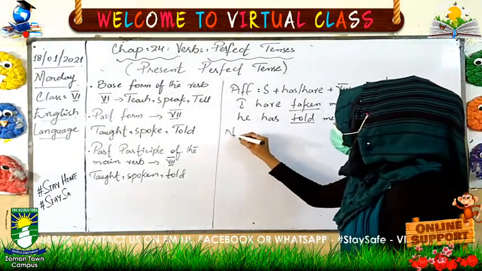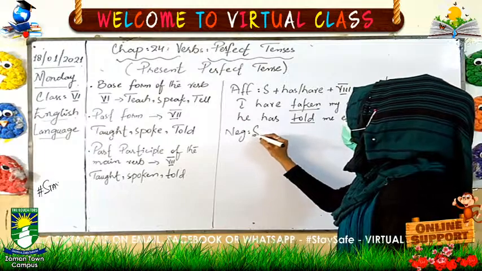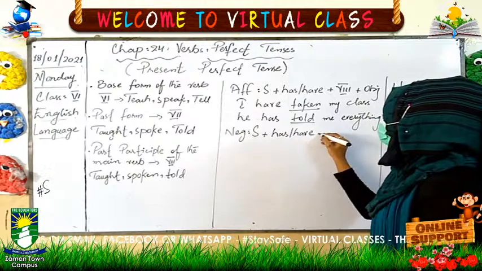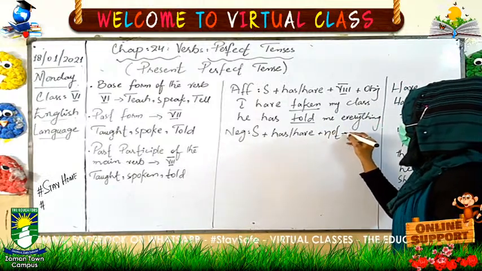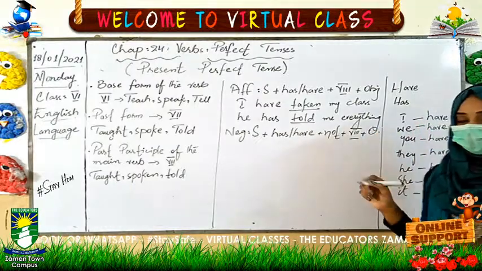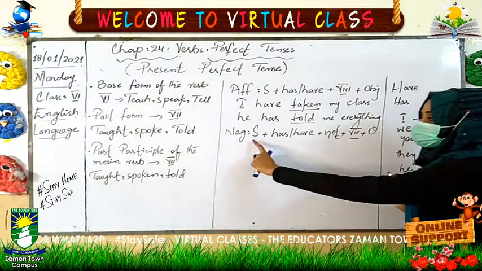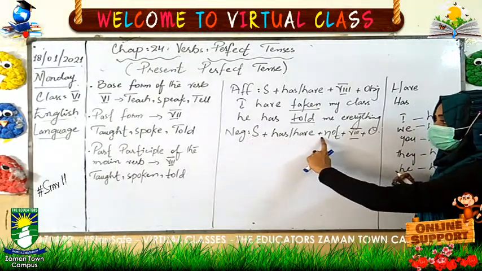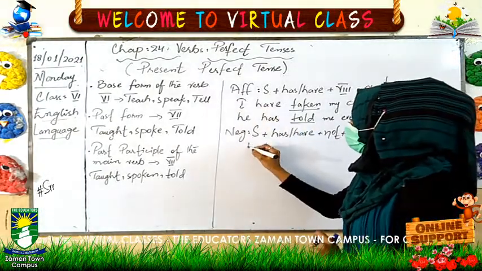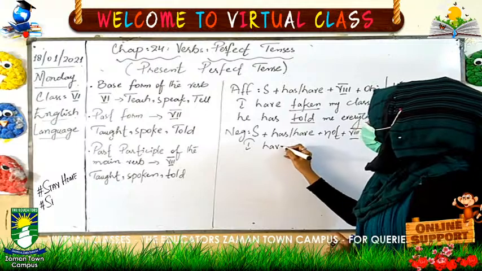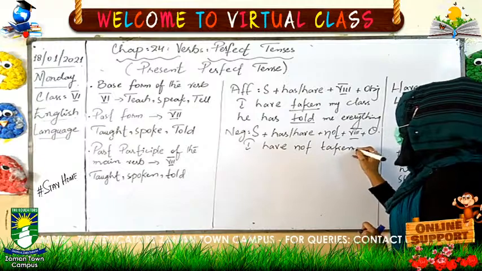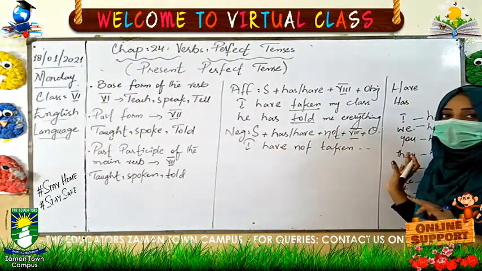Now, negative: subject plus has or have plus not plus the third form of the verb, then object. We cannot see clearly here, so I am reading it again. Subject plus has, have plus not plus third form of the verb plus object. Got it? Now negative: I have not taken, and the rest of the sentence will be the same.